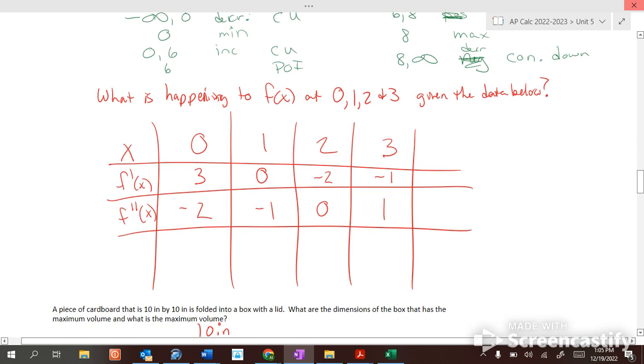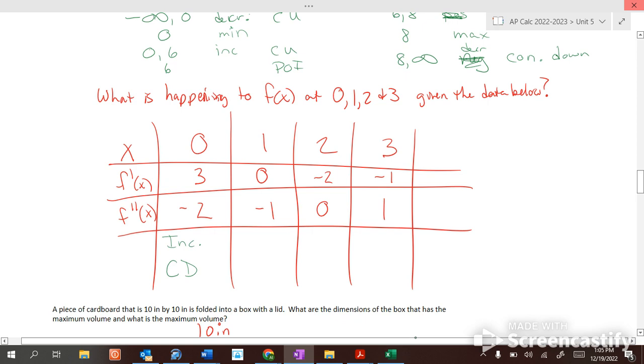Okay, what's happening at 0, 1, 2, and 3 given the data below? Okay, so at x equals 0, our first derivative is positive and our second derivative is negative. What's happening? Well, it's increasing slope and concave down.